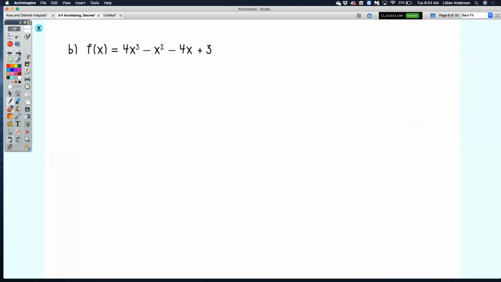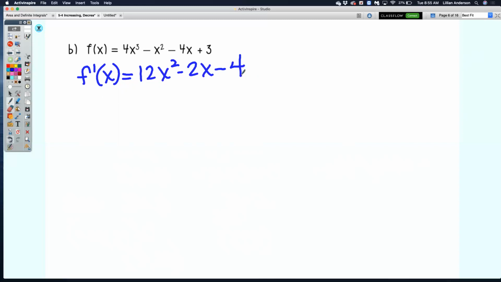Let's look at B. We're going to find intervals where it's increasing and decreasing. First thing I need, if you haven't noticed, in calculus, we always need the what? We need the derivative, okay? If you forget anything else, if you at least know how to find the derivative, you at least got 1 or 2 points in every problem, as long as you do it correctly, of course. So what's the derivative of 4x to the third minus x squared minus 4x plus 3? 12x squared minus 2x minus 4.